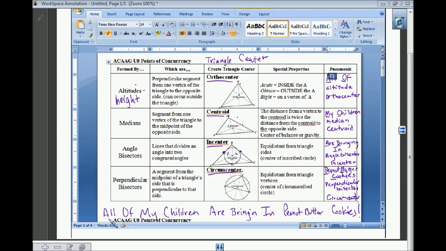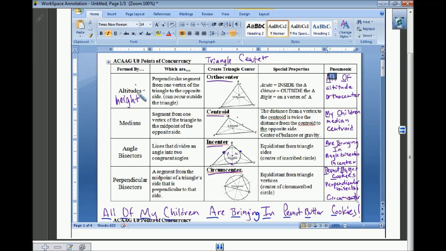The device that we use to help us remember is "where all of my children are bringing in peanut butter cookies," and this is just a way to help us remember what our triangle centers are and what they mean, how we form them. If we take the first letter of all of these, we'll see at the end how that works for us. The first one we're going to look at is the orthocenter.